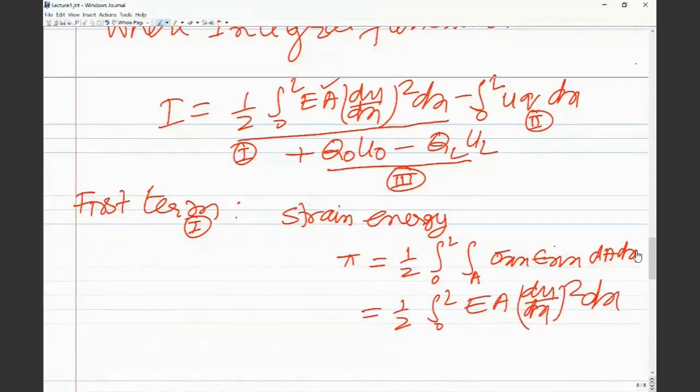I already explained that epsilon xx is du by dx, sigma xx is E times epsilon xx, that is, E times du by dx, and then you integrate over the cross-sectional area, and you get basically this term.